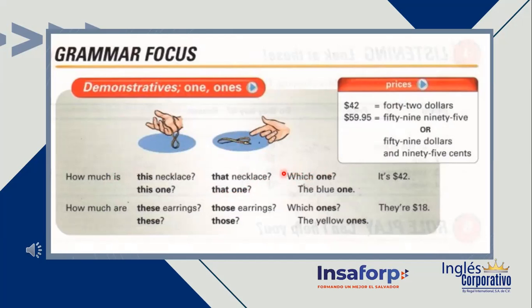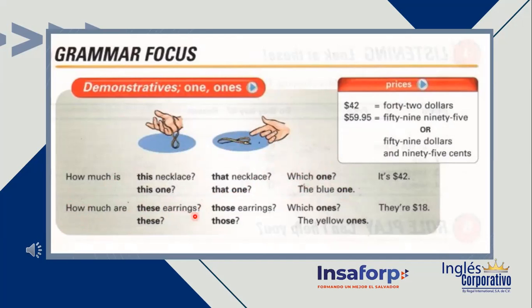¿Cuál? We are going to use which when we have options. Utilizamos which cuando tenemos opciones. Then which one? ¿Cuál? Then you say the blue one, the yellow one, the green one. So you have options, then we can use one. How much are these earrings?